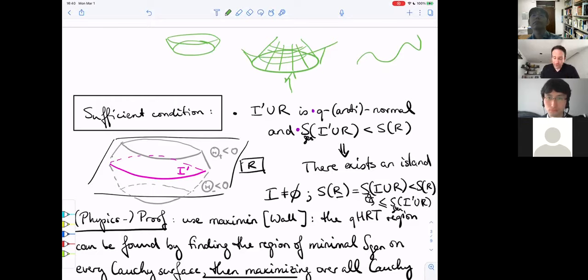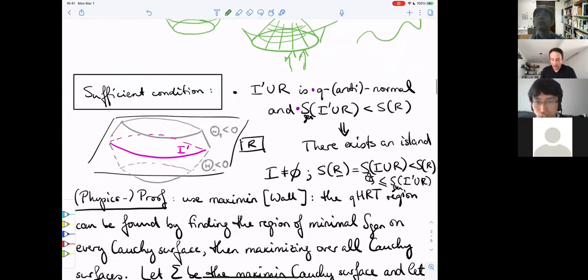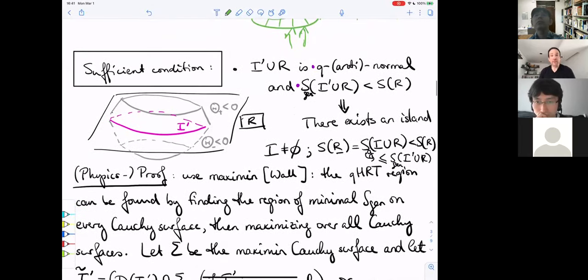Okay, so we want this region I prime union R to be quantum normal or anti-normal. It just mustn't have any trapped or anti-trapped pieces on it. Okay, and we want it to reduce the entropy when you adjoin I prime to R, even once you include the area term from its boundary. Okay, and then we can show that there must exist an island.